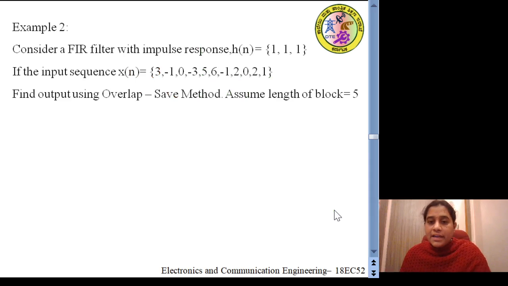So now let us consider the second example for better understandability. This is another example of the same kind. They have given the impulse response as 1, 1, 1, and the input sequence as 3, minus 1, 0, minus 3, 5, 6, minus 1, 2, 0, 2, and 1. Find output using overlap save method. Assume length of block is equal to 5. So now let us solve this example.